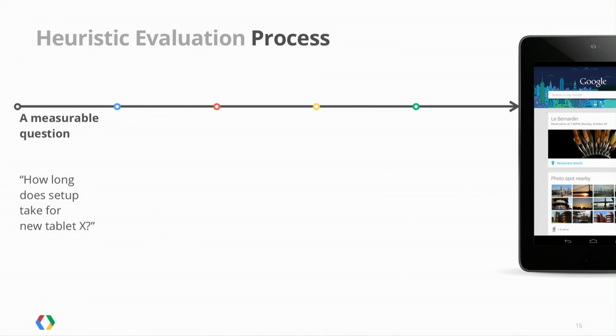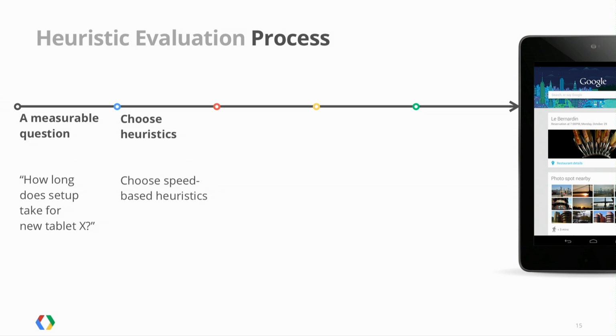So here's the process for heuristic evaluation. And I'm going to be using an example from Android to illustrate this. A few months ago, another company released a tablet, and our leadership wanted to know how long their setup process took. And this was a great question to evaluate using a heuristic method because it was a quantitative question. Great questions can be, how long does this take? Or how many times might a user need to navigate away? Or something a little less quantitative, but still measurable, like how well does this flow adhere to principle X?